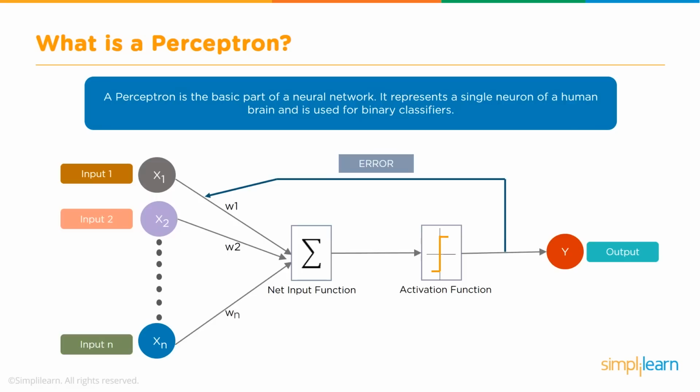So you get the inputs. Each of the inputs is multiplied by a weight, and there is a bias that gets added, and that whole thing is fed to an activation function, and that results in an output. If the output is correct, it is accepted. If it is wrong, if there is an error, then that error is fed back, and the neuron then adjusts the weights and biases to give a new output, and so on and so forth. That's what is known as the training process of a neuron or a neural network.